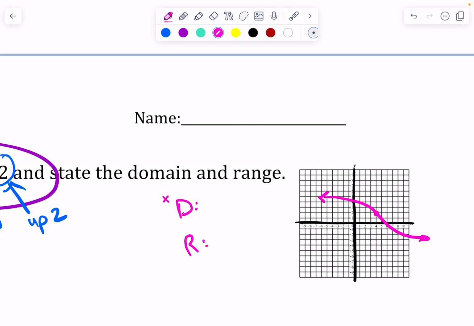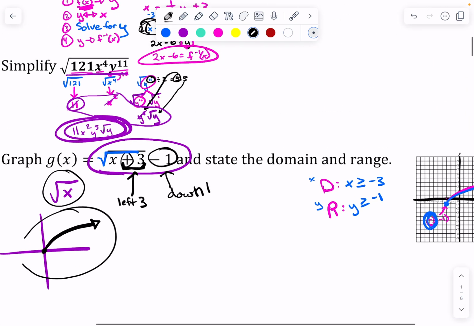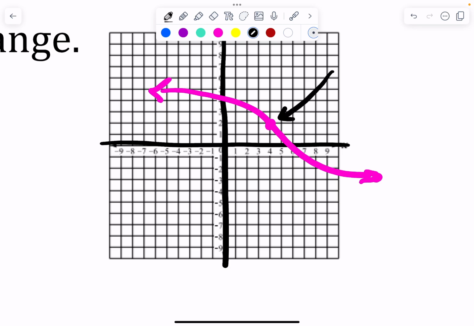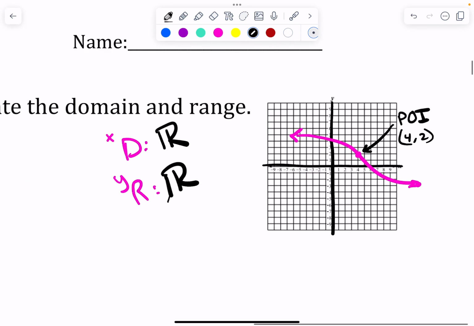And then these are my favorite, domain and range. Domain is the x's, left and right. Since he's a cubic root function, he's going to go to the left forever and to the right forever, so he's all reals. Range is the y values, going up and down, and since he goes up and down forever, he's all reals as well. That is always true for a cubic root function. Cubic root, nice. Square root is icky. This dot right here is something called a point of inflection. I call it a POI. The point of inflection is at 4, 2.